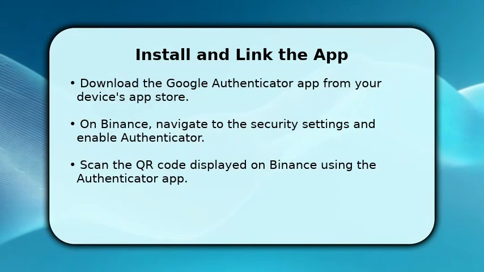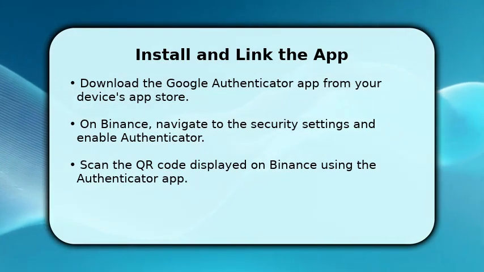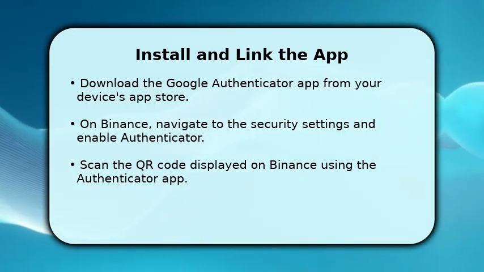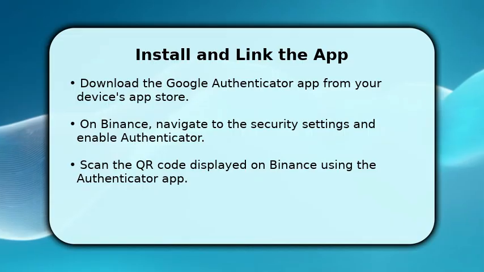To start, download the Google Authenticator app from your phone's App Store. Once installed, open your Binance app and go to the security settings. Look for the Authenticator app option and tap Enable. Binance will then display a QR code and a 16-digit setup key.